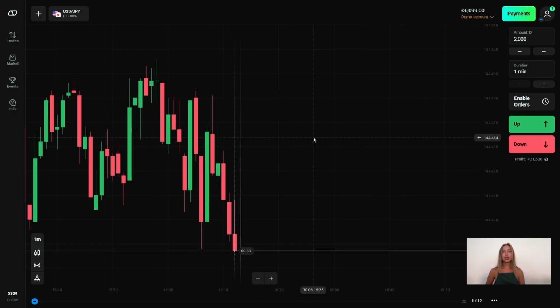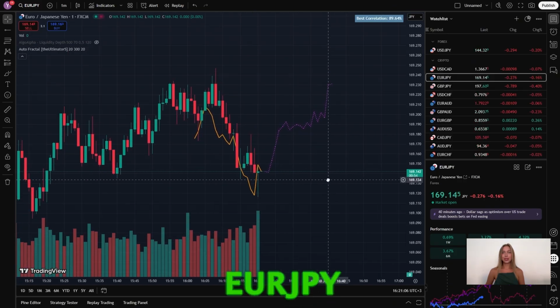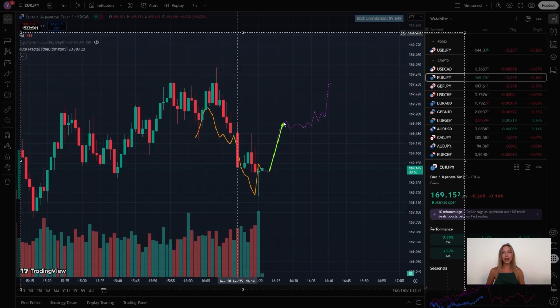So I found a very good situation to work out on the Euro GBP currency pair. Let's see what we have here. First of all, the indicator tells us that the price will go up. I believe it really will happen.